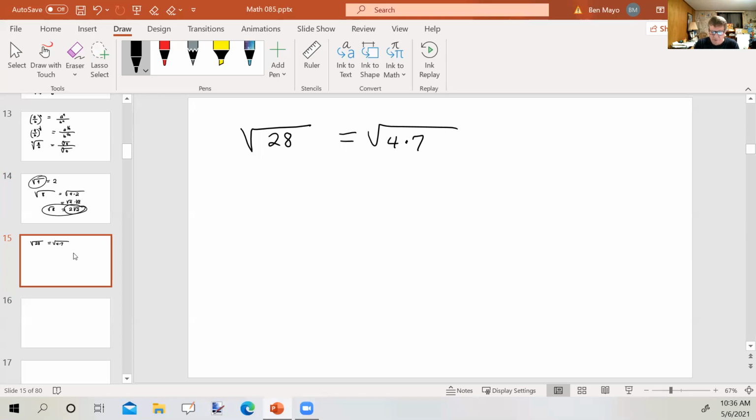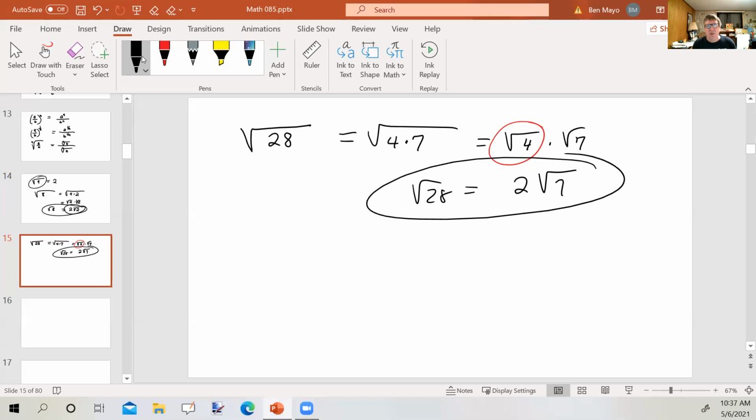the quantity 4 times 7. Then I could rewrite that as the square root of 4 times the square root of 7. Then I could take the square root of 4 and get 2. The square root of 7 can't simplify further, so my final answer is 2 square roots of 7. So the square root of 28 simplified becomes 2 square roots of 7.